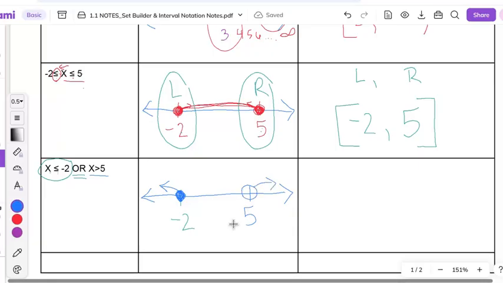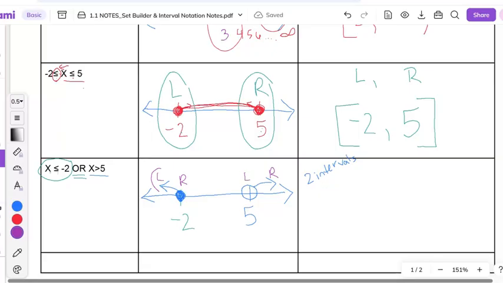So a lot of times with the word or, your graphs will be separate. And so what that means is we're going to have 2 intervals because they're not connected and we have 2 different lines. So we're going to have to do this twice. So on the first one, we've got left and right, and on the second one, left and right. Okay? So let's do the first one.